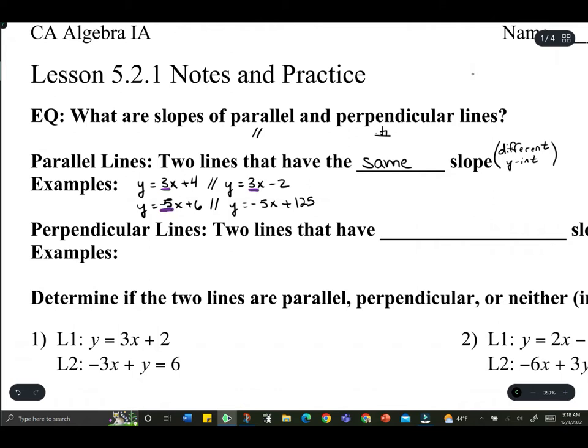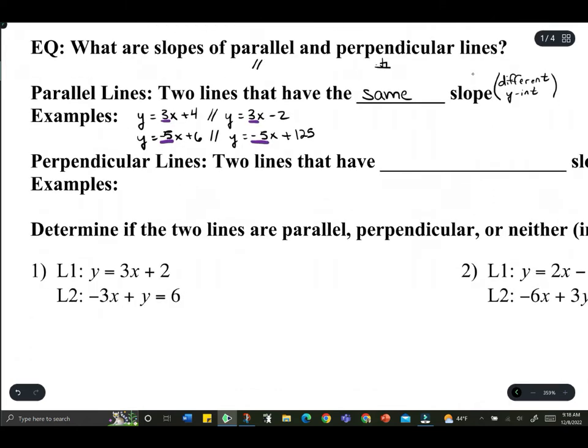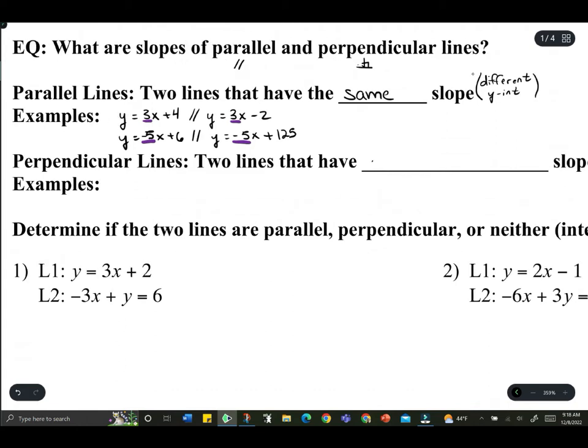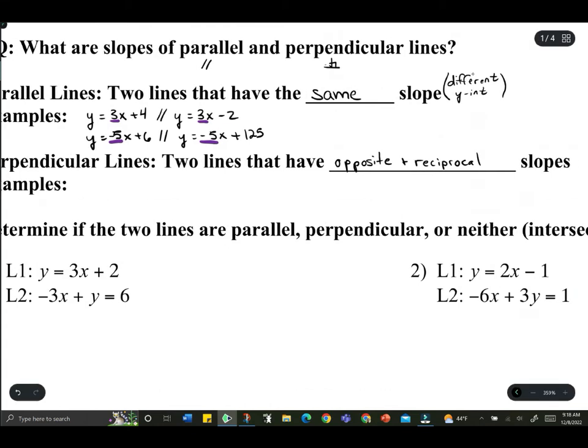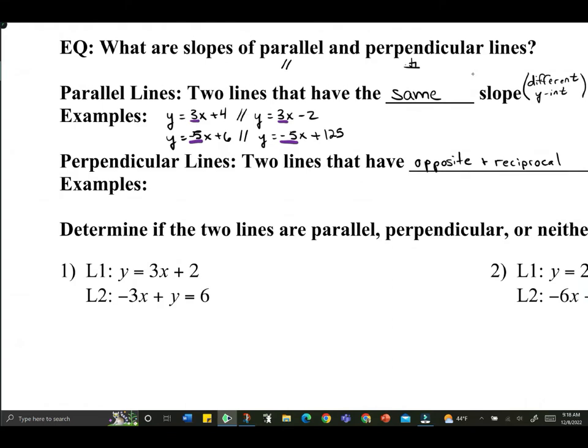It's all about slope. Perpendicular lines are two lines that have, here's the tricky part, opposite and reciprocal slopes. I like to think perpendicular is a longer word, so there's a bit more going on with the slopes. So opposite reciprocal. For example, let's say we had 3x plus 4 again. Perpendicular, which by the way means they make a right angle.